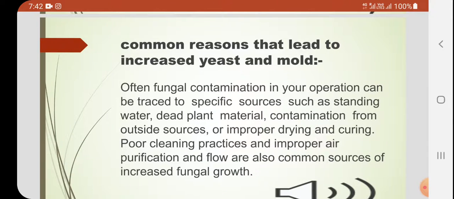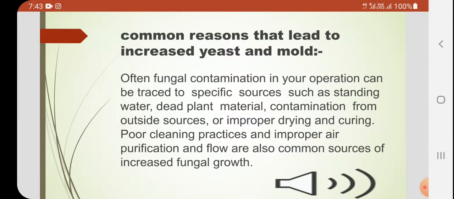Now, the common reasons that lead to increased yeast and mold. Often the fungal contamination in your operation can be traced to specific sources such as standing water, dead plant material, contamination from outside sources, or improper drying and curing. Poor cleaning practices and improper air purification and flow are also common sources of increased fungal growth.